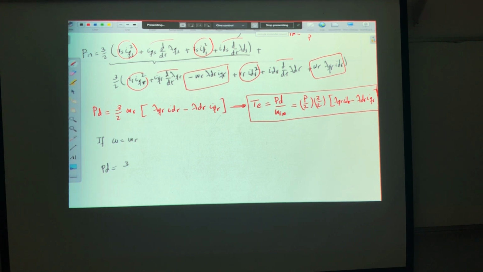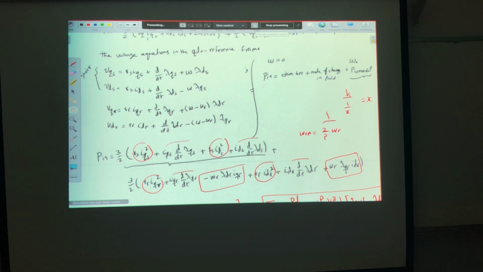It will be 3P over 2 over 2, omega. Now remember, the first thing I will have is omega r, lambda qs, i ds, minus omega r, lambda ds, i qs. Correct? Those terms, I multiply here by iqs, and here I multiply by ids, and I'm collecting the terms, correct?